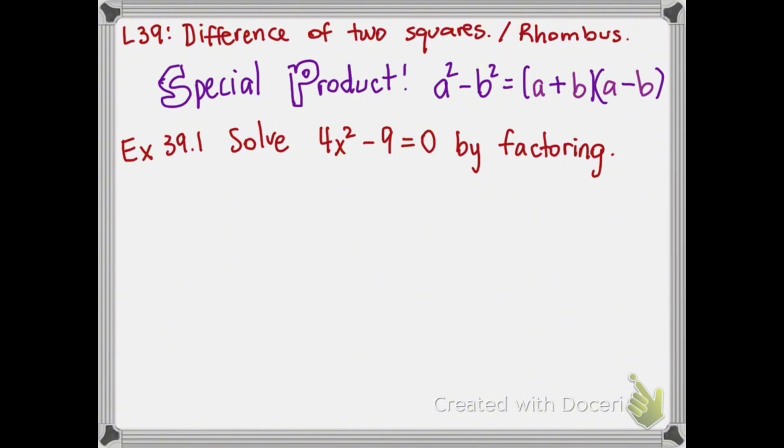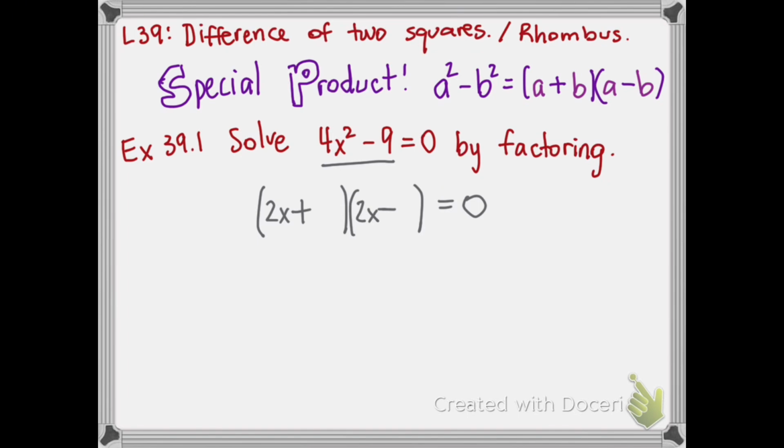So in example 39.1, I realize that I have a difference of squares. I have a subtraction of two numbers that are squares. So what we're going to do is very easy. We're just going to start by putting the parentheses. Then we're going to put the signs, plus and minus, and then the square root. So what is the square root of 4x squared? Well, the answer is 2x. So I put 2x here and 2x here.